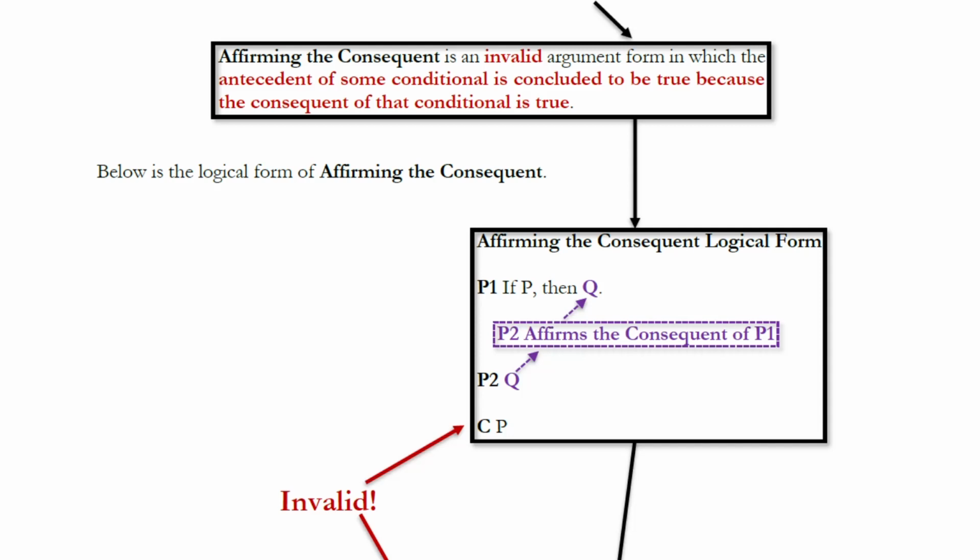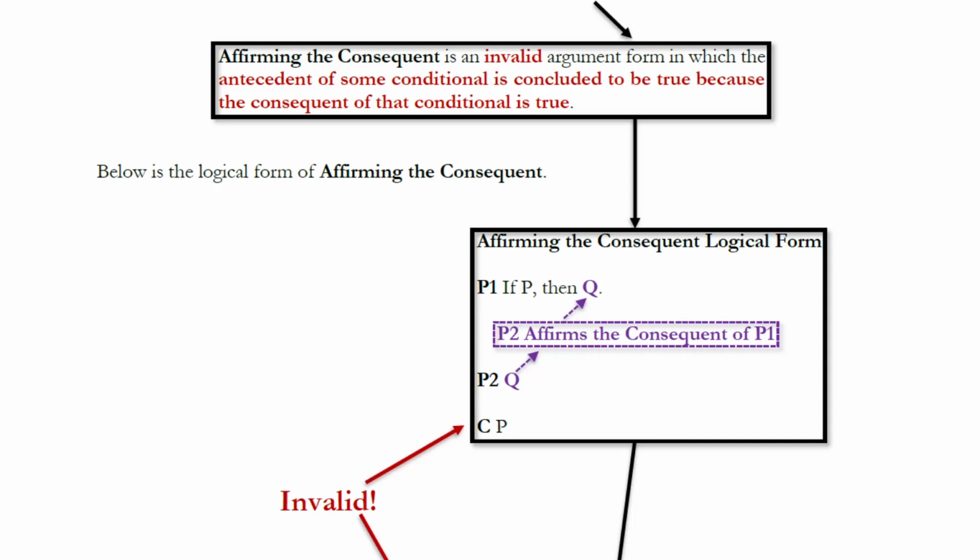We can better understand this definition by examining the logical structure of the argument. Just like Modus Ponens, one premise of the argument is a conditional statement. If P, then Q. However, then instead of affirming the antecedent of that conditional, as is the case in Modus Ponens, the argument affirms the consequent of the conditional. That is, P2 tells us that Q is true. Finally, it is concluded that P is true on this basis.